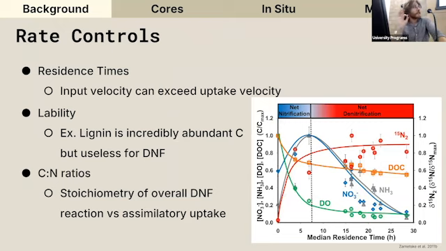But in order to actually stimulate denitrification here, we have to address a few rate controls. First is residence time. That's fairly obvious. We have long residence times. That means we actually have biochemical oxygen demand that's reaching the dissolved oxygen in that parcel of water. It can draw it down, so we actually have this anaerobic environment where we can have denitrification occurring.